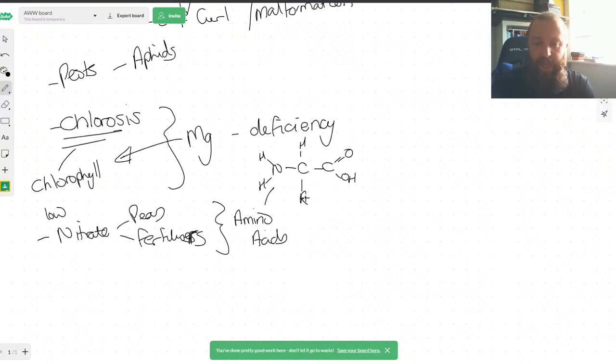And the only thing that changes is R, and R can be any one of a lot of different compounds, okay? So what we're after are these nitrogens, and it's the one thing that the plants can't produce themselves. They've got to get it from the soil in order to make it. So these are amino acids, and our plants join them together to make different proteins, okay?